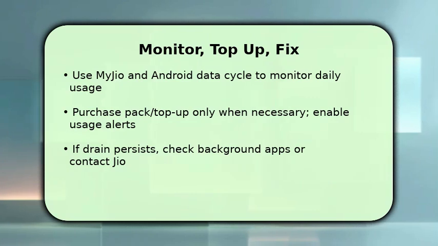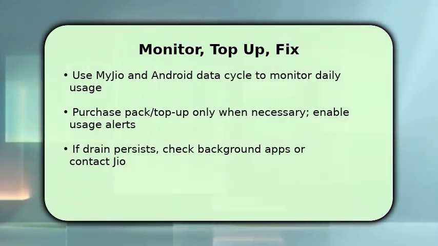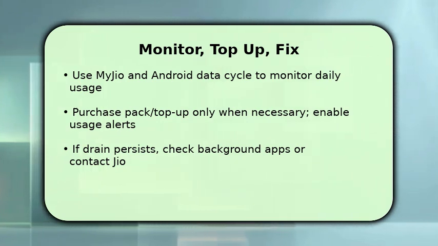Finish by monitoring usage. Check My Jio and Android's data usage cycle daily to spot spikes and set a warning or hard limit to prevent surprises. Buy a targeted top-up or converter pack only when essential and enable notifications so you don't overspend.